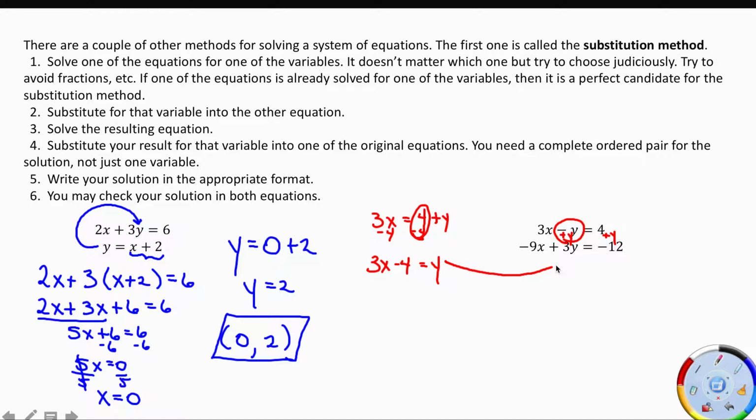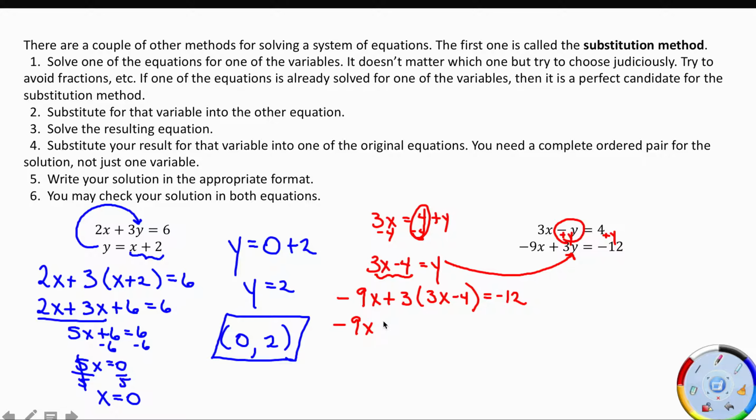Now, once I have one of the equations solved for one of the variables, I can plug it into the other equation. I have to plug it into the other equation, the equation I have not yet used. And so this would give me negative 9x plus 3 times y, but I know y is 3x minus 4. Finishing my equation equals negative 12. And I wind up with an equation with one variable. So I can solve that equation.